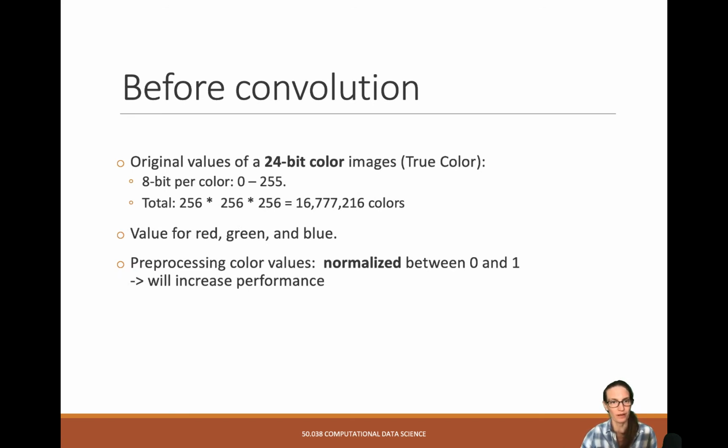So before we had convolution, how does it work? I showed you the equation of the neural network. We have each pixel value basically an original value of a 24-bit color image. That means we have 8 bits per color, so 256 values per bit for each of the channels, means we have a total of 16 million colors that we can represent. Okay. So to pre-process the color values, usually we normalize everything between 0 and 1. Having something normalized in a neural network typically will increase your performance. Okay.